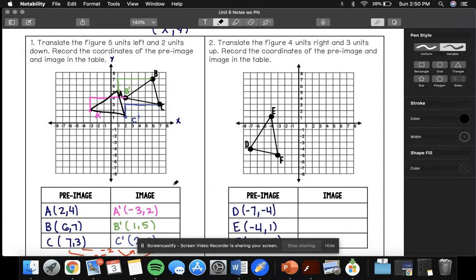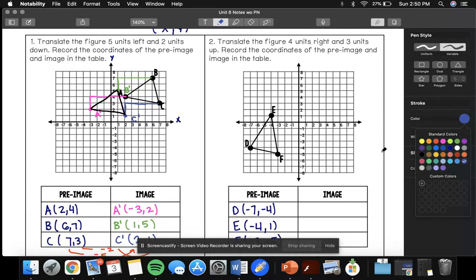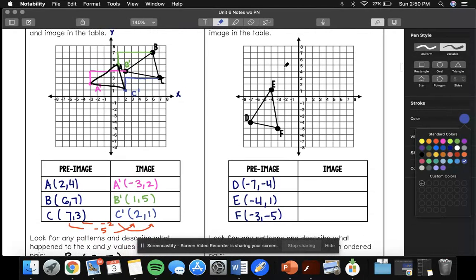All right, for number 2, we have triangle DEF. Again, I wrote the coordinates for you. D is -7, -4. E is -4, 1. And F is -3, -5. Okay. The transformation it asks us to do this time is to translate the figure 4 units to the right and 3 units up.